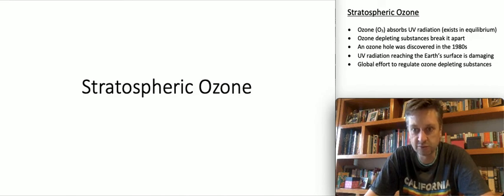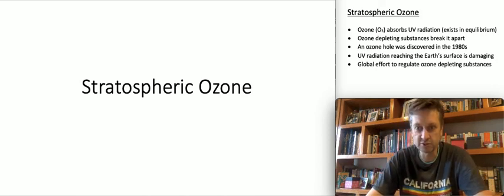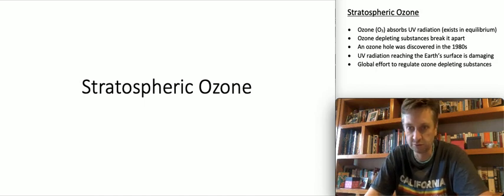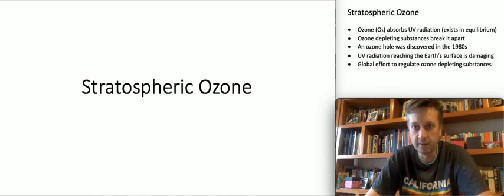Unfortunately, humans over the years developed certain products, certain pollutants that got into the stratosphere and started to break down stratospheric ozone, or break down the ozone layer. They're known as ozone depleting substances. The most important of which you might have heard of are chlorofluorocarbons, or CFCs. In the 1980s, when I was still fairly young, an ozone hole was discovered around the Antarctic.